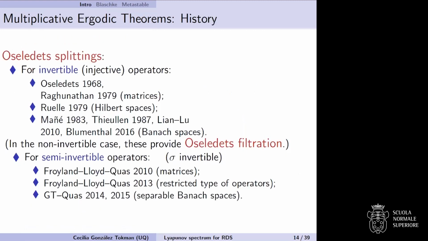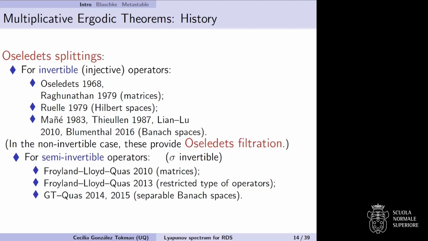Oseledets splittings and multiplicative ergodic theory have a long history. It started with Oseledets in the 60s and Raghunathan in the 70s for matrices. Several people have worked on this. For instance, Ruelle had a version for Hilbert spaces, as he was interested in some turbulence phenomena. And then also Mañé, Thieullen, Lian, and Blumenthal developed generalizations to Banach spaces. This is not a complete list, but it is the one that is closest to our work.